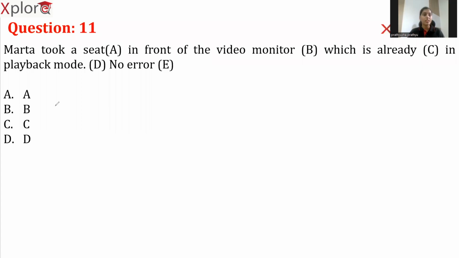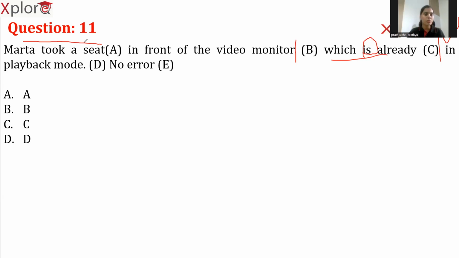Now, that error: Martha took a seat. What is part A suggesting to us? It is suggesting that the sentence is in past tense. In front of the video monitor: here also there is no mistake. Up to here, it is clear. Which is already in the playback mode: in the playback mode is also correct. There is no mistake with prepositions or anything else. Now, here there is a mistake, which is already.